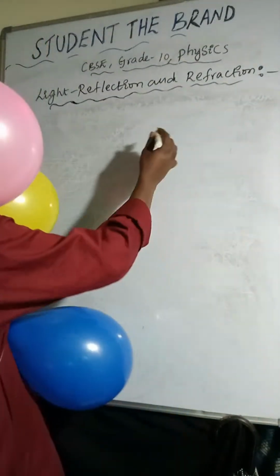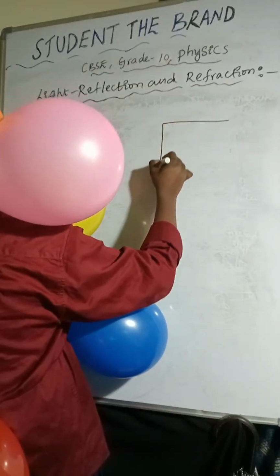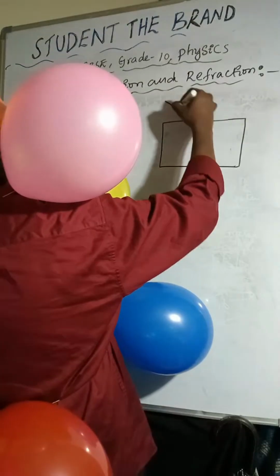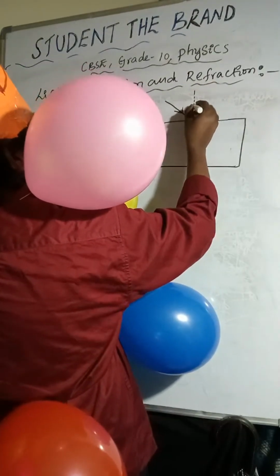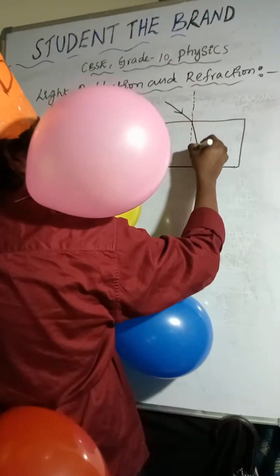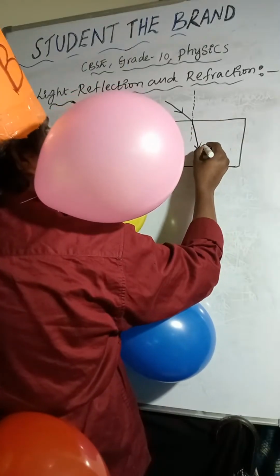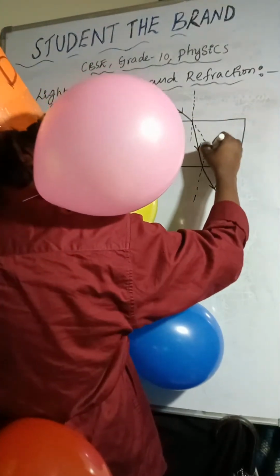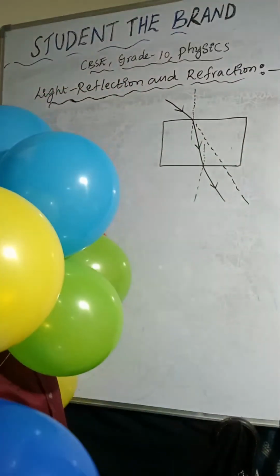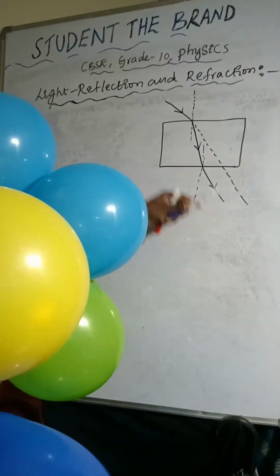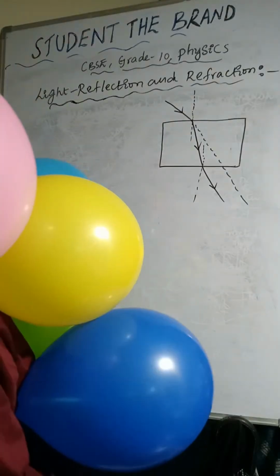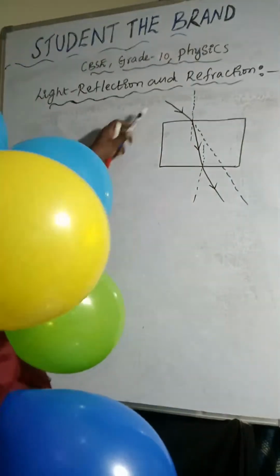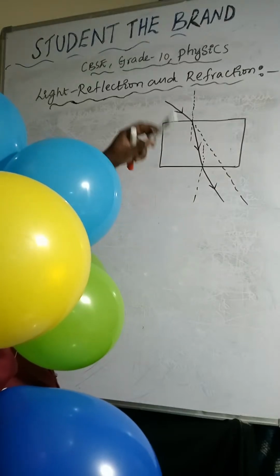Coming to the glass prism. Now you can observe the incident ray and the emergent ray.